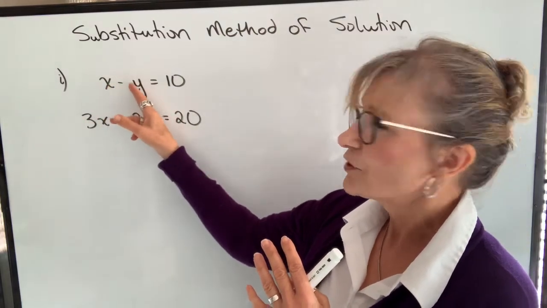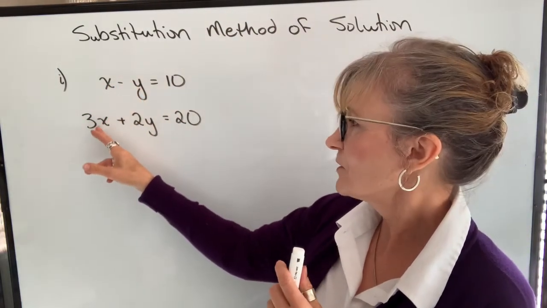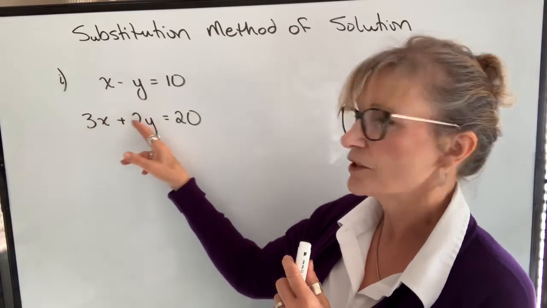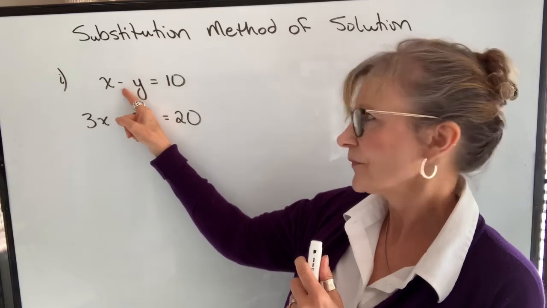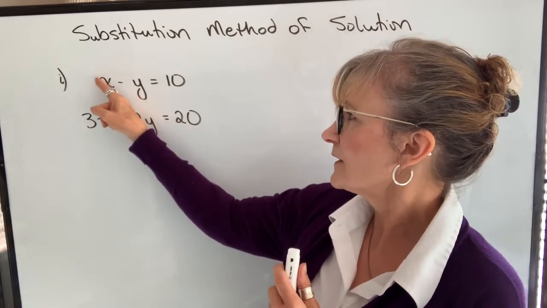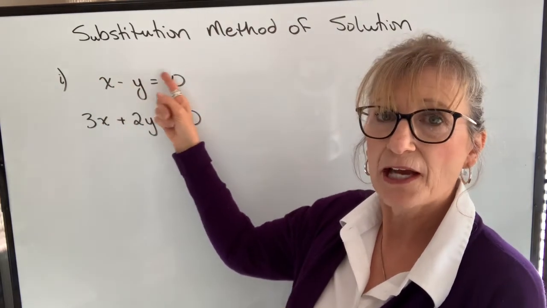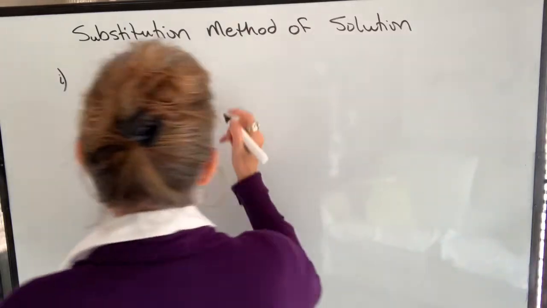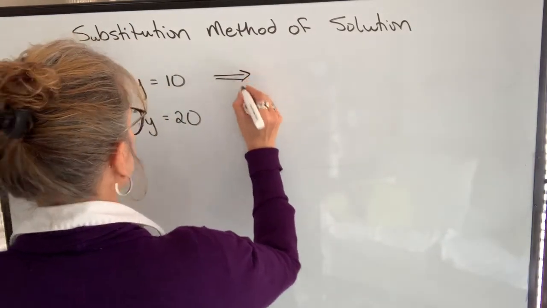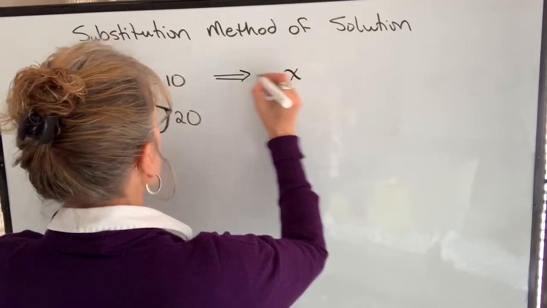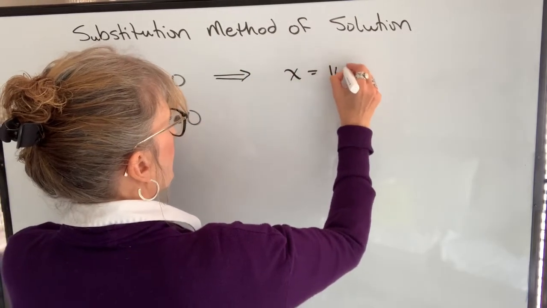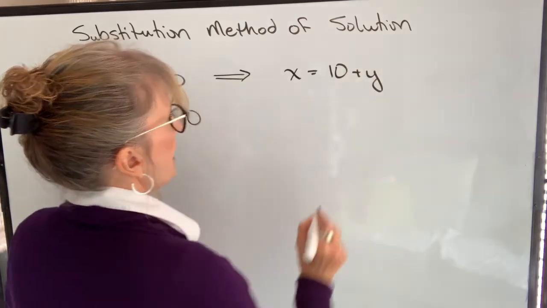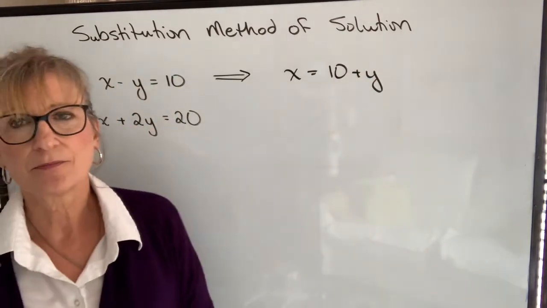When you have a coefficient of 1, that's easier to isolate than when you have a coefficient of something else. So I'm going to take this first equation and I am going to isolate this x by simply adding a y to both sides. So I'm going to add a y to both sides, so I'll have x is equal to 10 plus y.